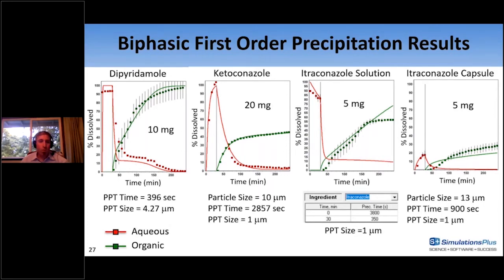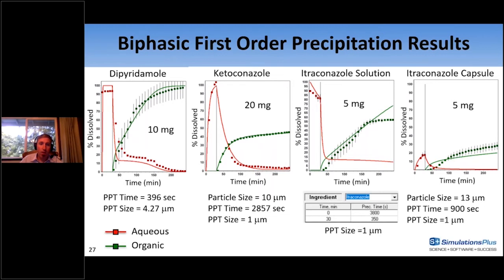And when we're fitting this data, we're not just looking at the aqueous concentration, we're also looking at the organic concentration. So it's a global holistic fit to all of the data. So it may not fit the aqueous perfectly, but it fits the organic very well. So we're using the optimization module in the software to really try to tailor the result to best fit both of the data sets.